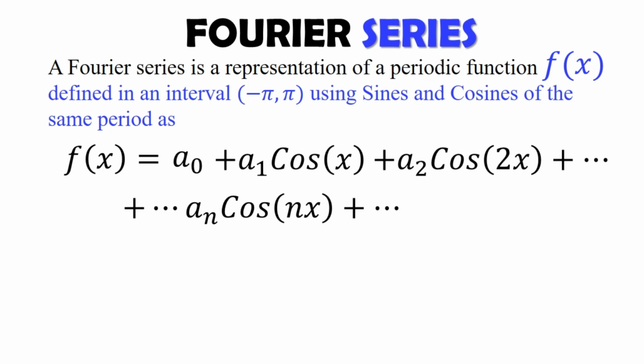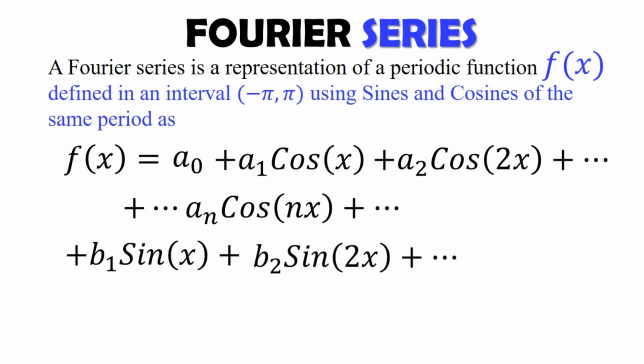But that's not all. Plus b1 sine 1x plus b2 sine 2x plus bn sine nx. If it continues like that, then that is what we are looking for. This is what is called the Fourier series.